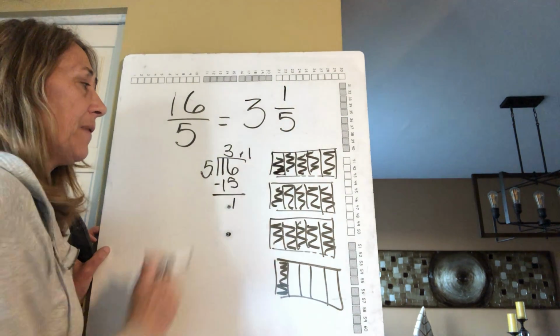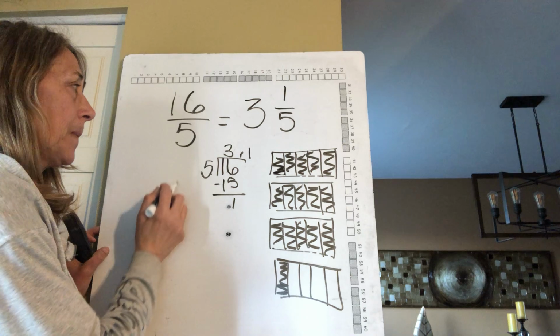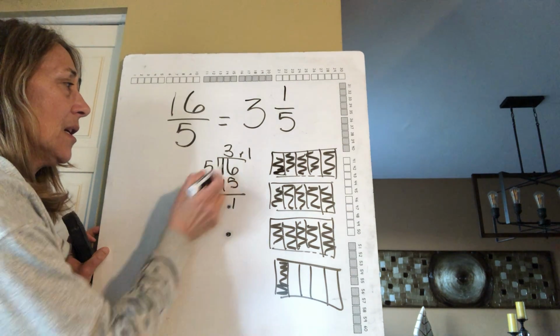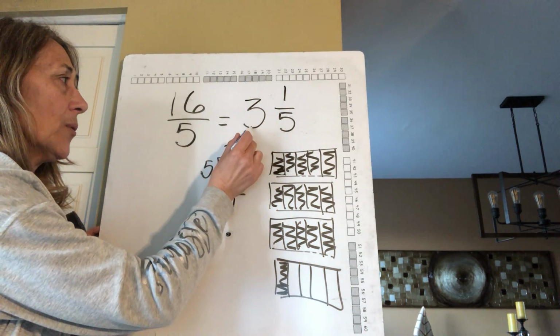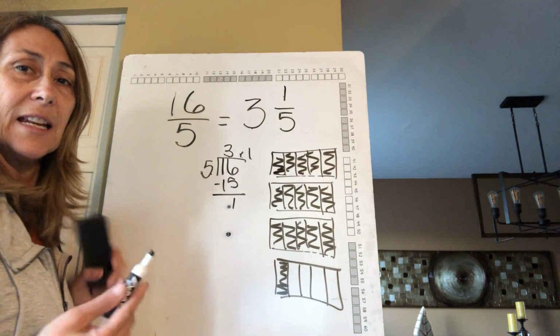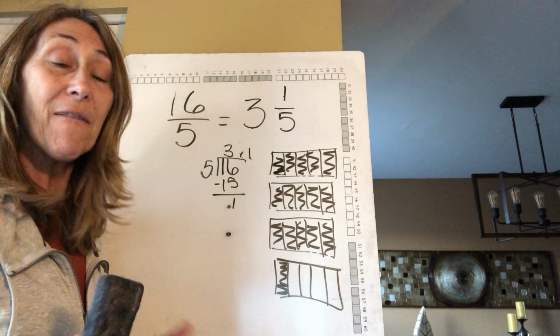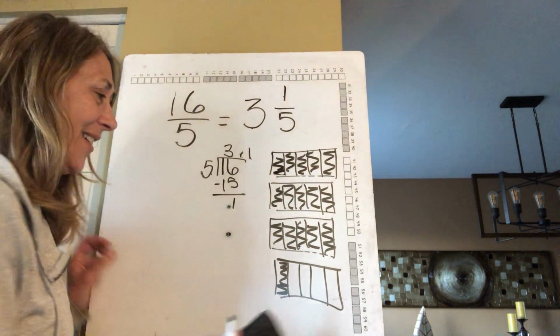3 1/5, or I can divide. How many 5's in 16? 3, remainder 1. 3 wholes, 1 remains, and it's a fifth. Everything's related in math.